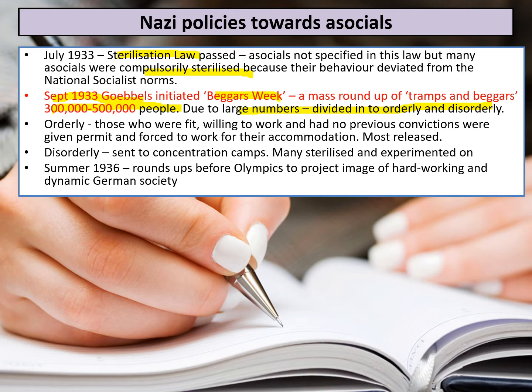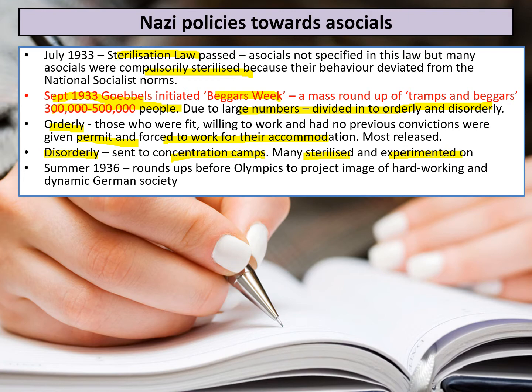People that were seen as orderly asocials were people who were fit, willing to work, and had no previous convictions. And the Nazis tried to deal with them by giving them a permit, forcing them to work for their accommodation, and most of them were released from police custody. However, those that they saw as a more serious threat, those that were disorderly, were then sent to concentration camps. Sometimes when they were there, they were then sterilised and experimented on.